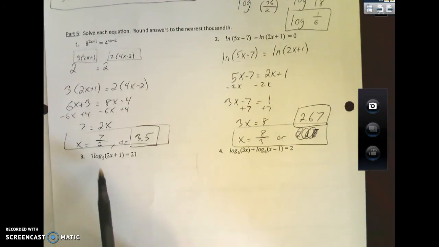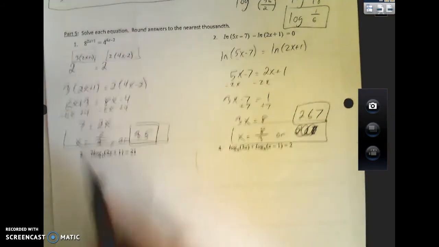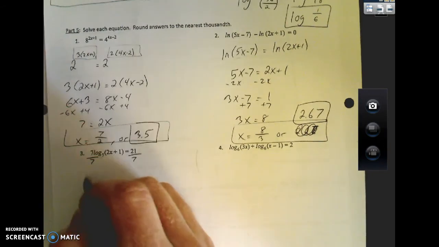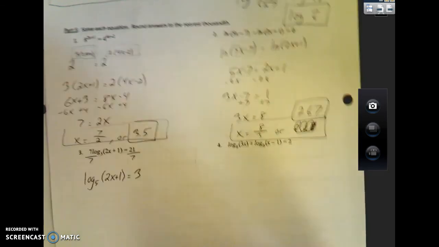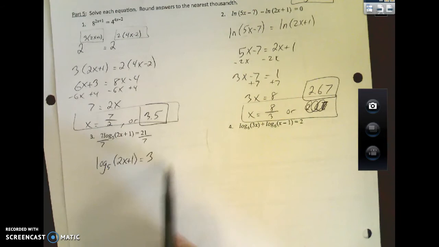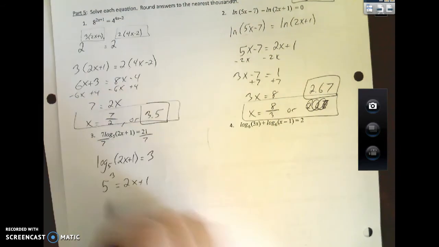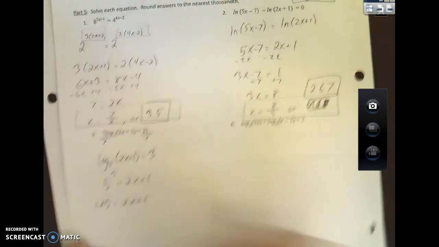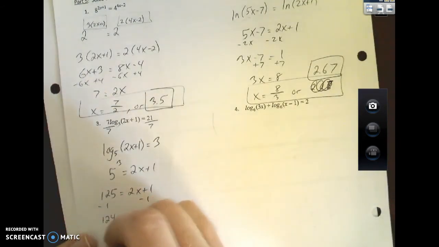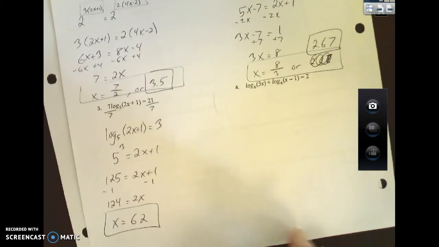Number 3. Now, don't get trigger happy with this. Doing 5 raised to this power equals this. Before I do that, I gotta get rid of the 7 out front. So I have to divide both sides by 7. Log base 5 of 2x plus 1 equals 3. Now I can do 5 raised to the 3rd power equals 2x plus 1. 5 to the 3rd power is 125. You use your calculator for that if you need to. 124 equals 2x. x equals 62. Okay? Cool.